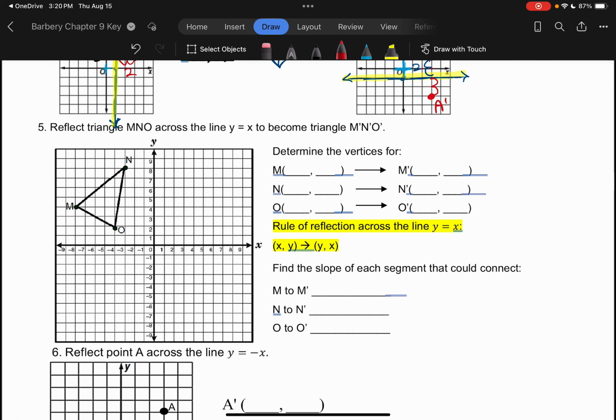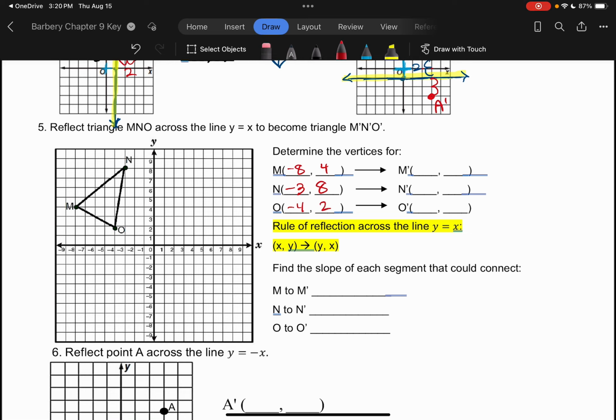Okay, so next we have example 5, reflect triangle MNO across the line y equals x to become triangle M prime N prime O prime. So let's fill out the points for M, N, and O. I'm not going to take a lot of time going through this because we've done this a lot of times already. So the coordinates for M are going to be -8, 4. N is going to be -3, 8. O is going to be -4, 2.